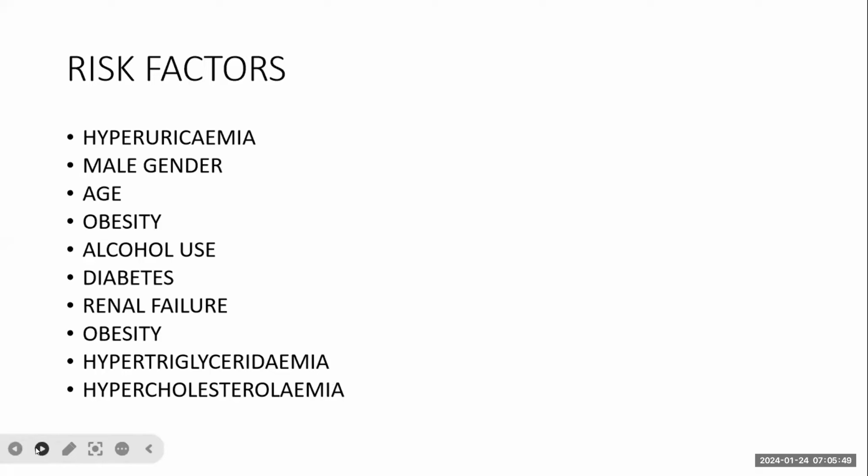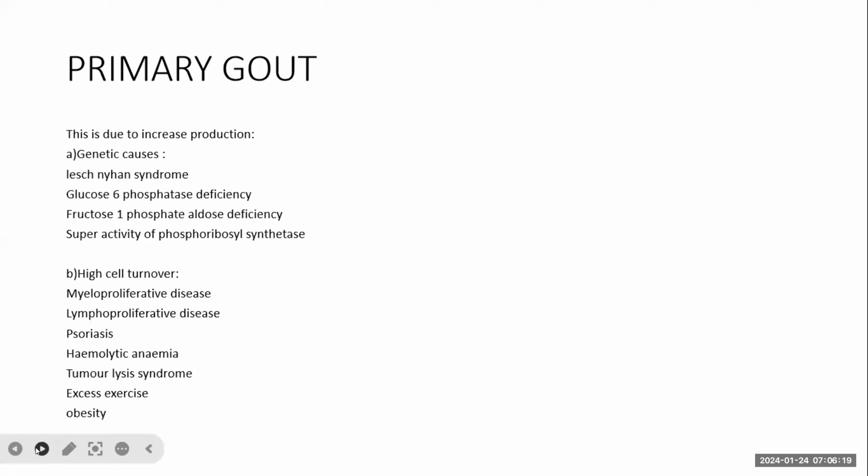The risk factors include hyperuricemia. Hyperuricemia is a key risk factor for gout, but it's important to note that not all patients with gout have hyperuricemia. And also the presence of hyperuricemia without symptoms is not gout. Other factors include male gender, age, obesity, alcohol use like in this patient, diabetes like in our patient, hypertriglyceridemia, hypercholesterolemia, renal failure, which will lead to reduction in the excretion of uric acid and hence predispose our patient to this.